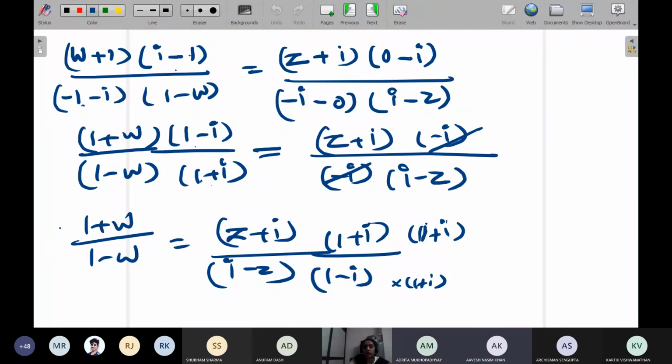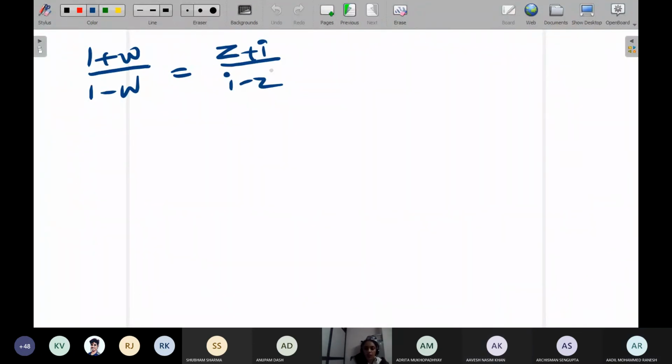A square minus B square. A square minus B square. Here you have i. What will it be? Minus 1, minus 1, 1 plus 1, 2. It will be A square plus B square, right? It will be 2. So in the numerator, you'll get 1 plus i the whole square divided by 2. Is everything clear till now?